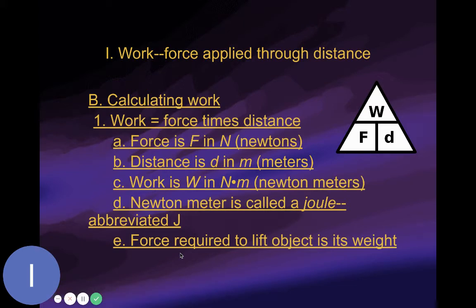That last little note there in E means that if something has a weight of 10 newtons, then at a minimum we need to apply a force of 10 newtons in order to lift that object. Anytime you see weight, you should always remember that weight is measured in newtons, because what weight measures is the force of gravity that's acting on an object.